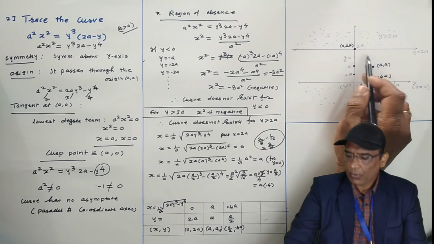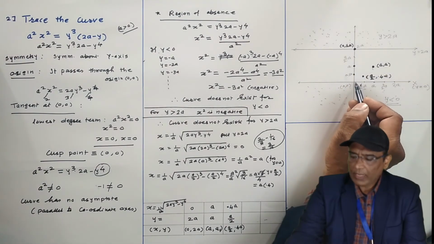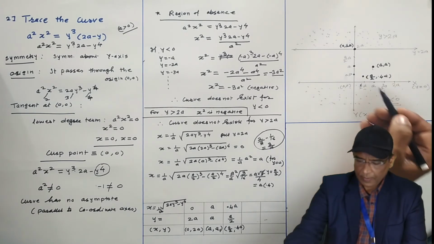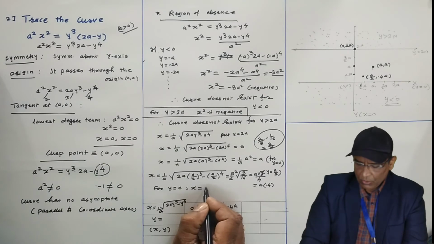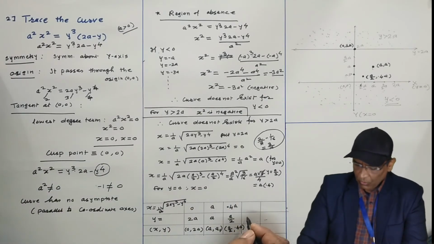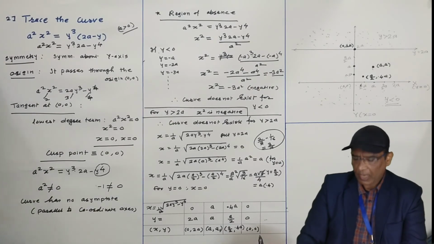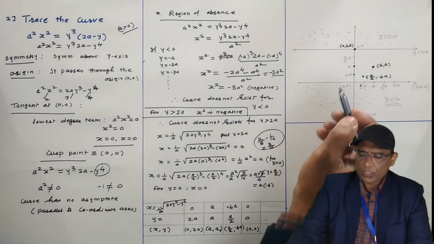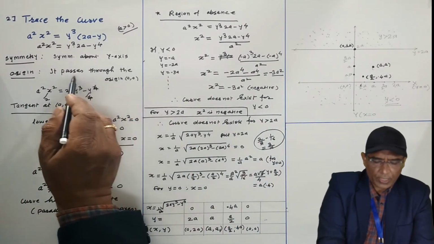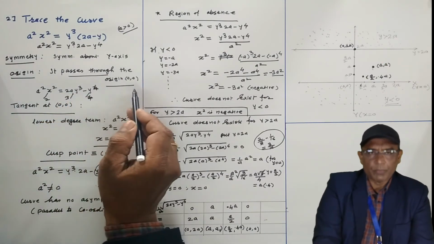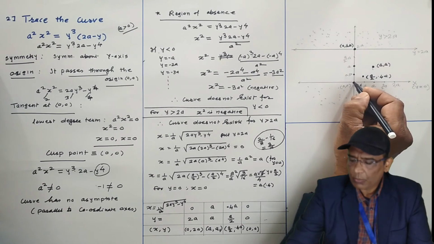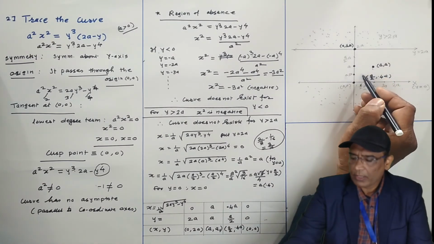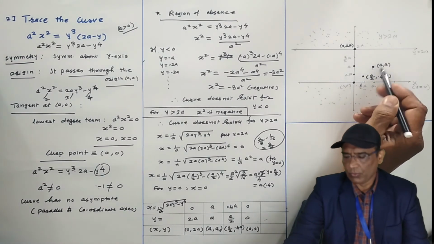First point, second point and third point. If you put y equal to 0, what will happen? For y equal to 0, the value of x will be 0. Means 0, 0 is also included, and it is very clear that this curve passes through the origin. For x equal to 0, y equal to 0, so this point is also included. First point, second point, third point, now the fourth one.